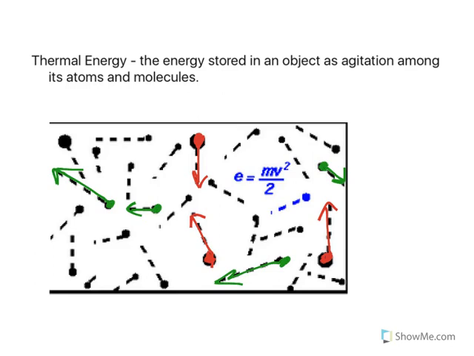Now each particle has an energy E, and that energy is equal to the mass of the particle times the velocity of the particle squared, divided by 2. So if we could add up all of the energies of the individual molecules and particles, then we would get what is known as the thermal energy. So I'm going to add a word to this definition. It is the total energy stored in an object as agitation among its particles and molecules. And of course we must include any particles that are not moving, so any stored energy.